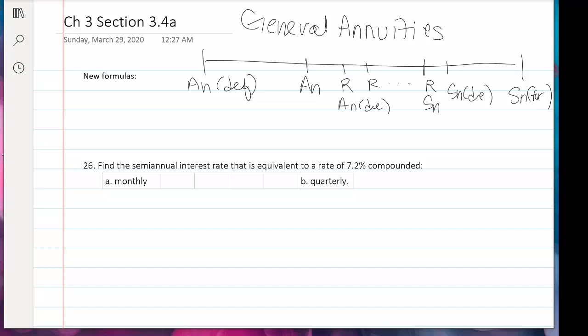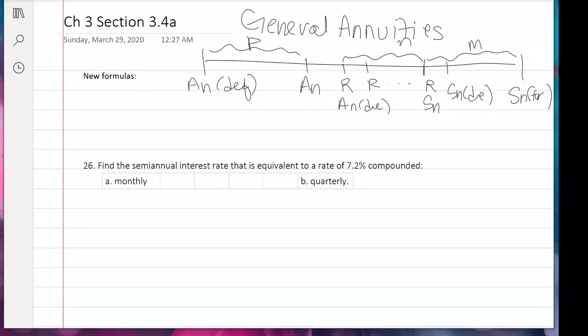Okay, so right now this is our timeline. Remember, the number of payments is N. The number of periods from here to here is your P. The number of payments is R, and the number of payments from S sub n to A sub n deferred, that's your M. So those are our three variables that we're going to talk about now.